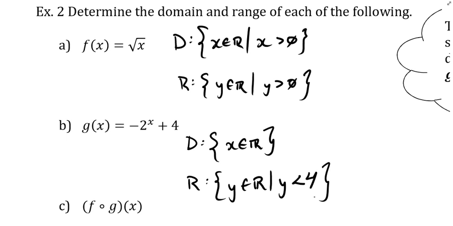Okay, I hope you got that. So just this plain old square root function, x is greater than or equal to 0, y is greater than or equal to 0. And b has a reflection. So instead of going up, it goes down. x is an element of the real numbers for the exponential function. And so y is less than 4.